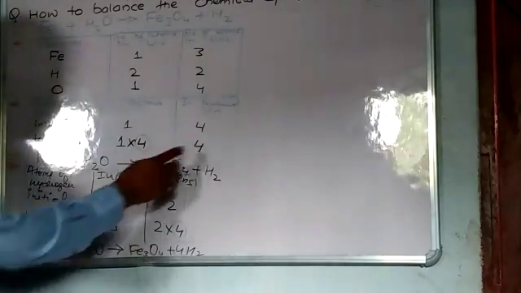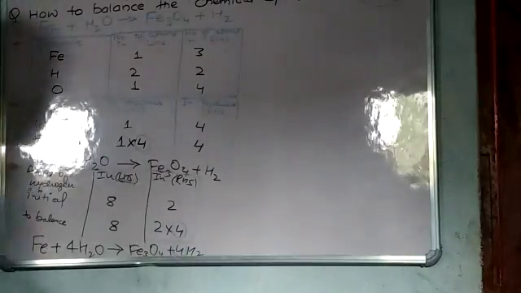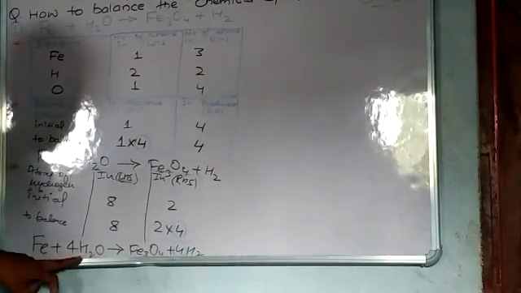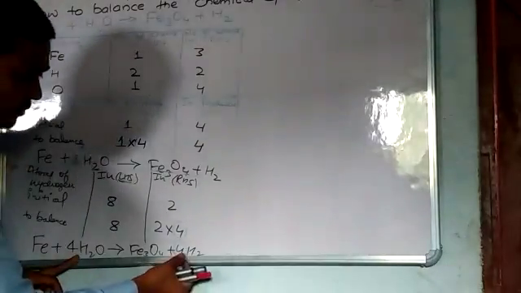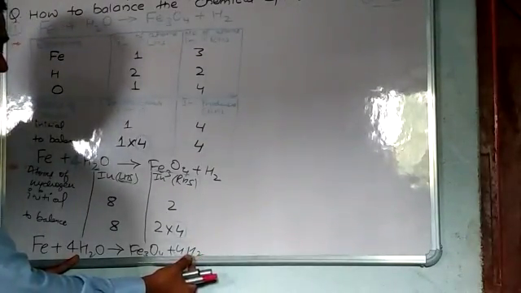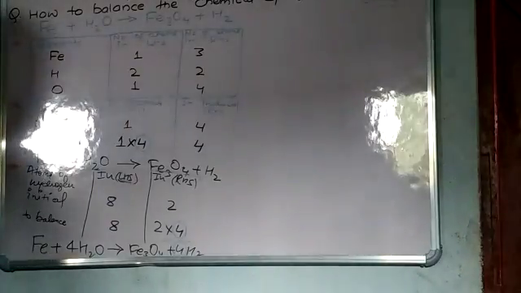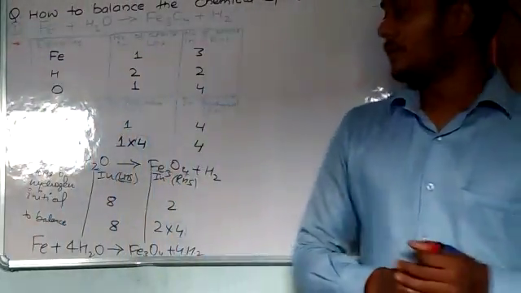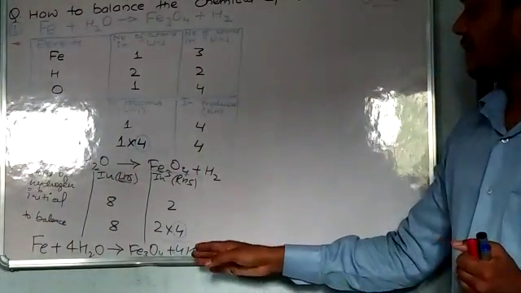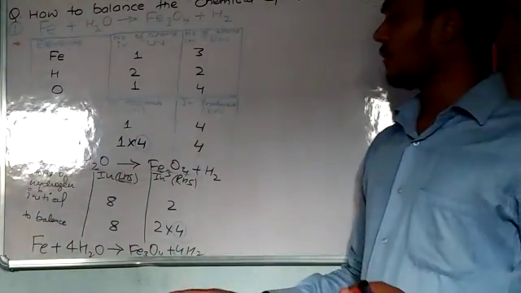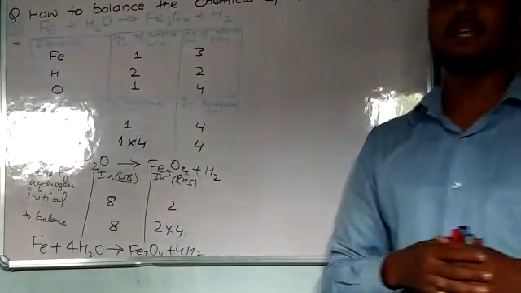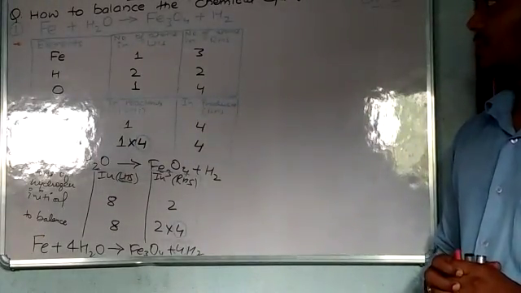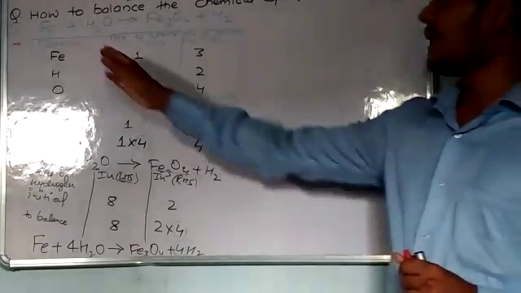Now oxygen is balanced in the first step. Now let us see, 4 into 2 is 8 hydrogen in LHS and 4 into 2 is 8 hydrogen in RHS. So we can say that by these two steps we already balanced the number of atoms of hydrogen and oxygen in LHS and RHS. Now we need to balance one more thing, which is Fe.